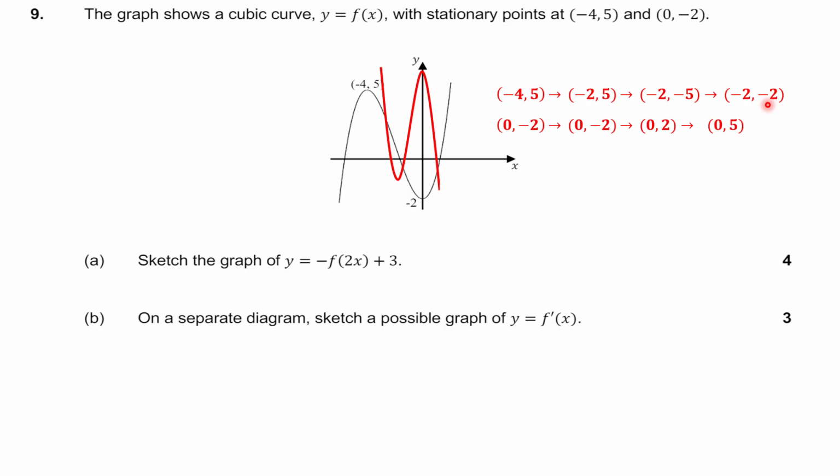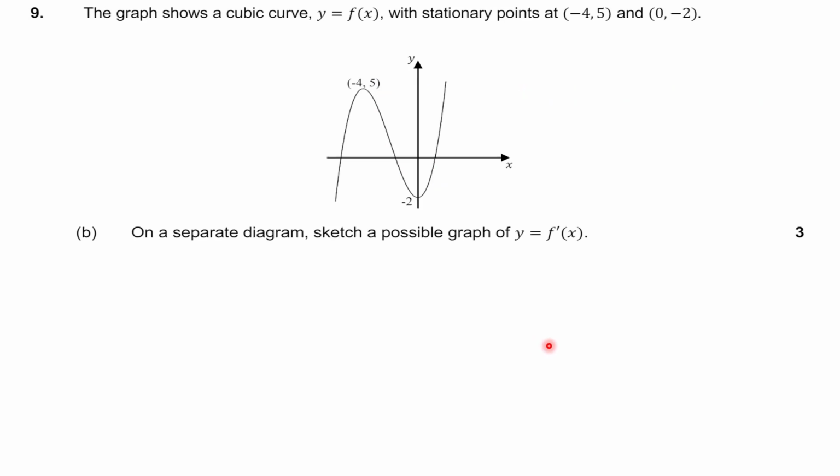So I would put this point down there and that point up there, make it clear for them. Now on a separate diagram, sketch a possible graph of this derivative. So let's go and do this on a different diagram. The first thing you've got to know is what's happening. Well, we know that there's the new diagram. It's not y and x anymore, it's y dash, that's the derivative, and that's x.